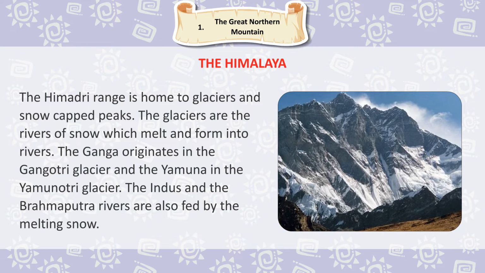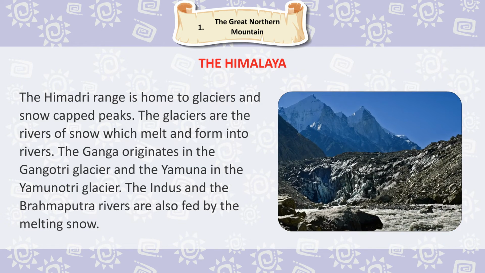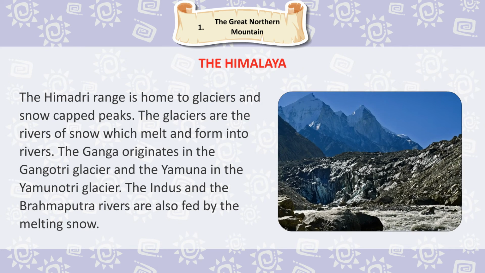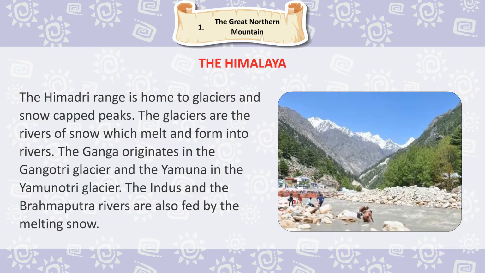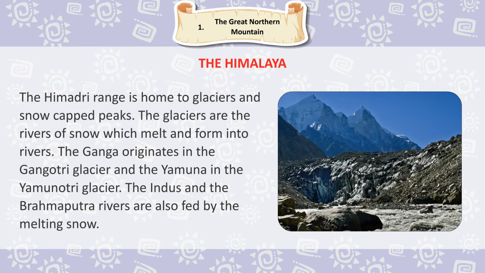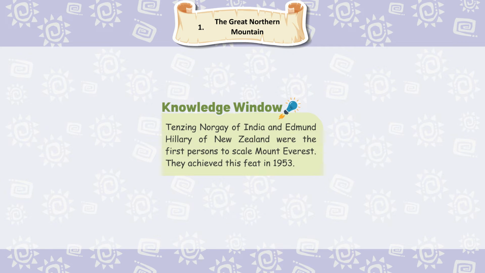The glaciers are the rivers of snow, which melt and form into rivers. The Ganga originates in the Gangotri Glacier and the Yamuna in the Yamunotri Glacier. The Indus and the Brahmaputra rivers are also fed by the melting snow. Knowledge window. Tenzing Norgay of India and Edmund Hillary of New Zealand were the first persons to scale Mount Everest. They achieved this feat in 1953.